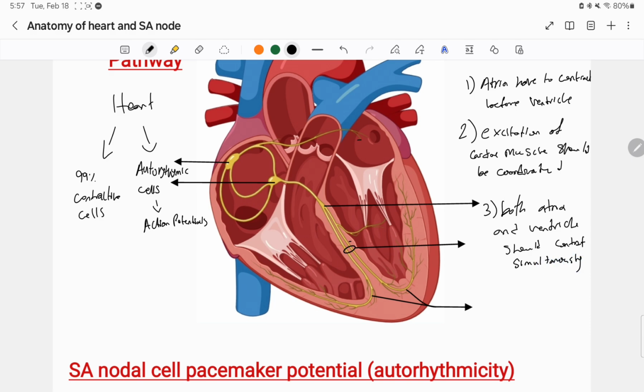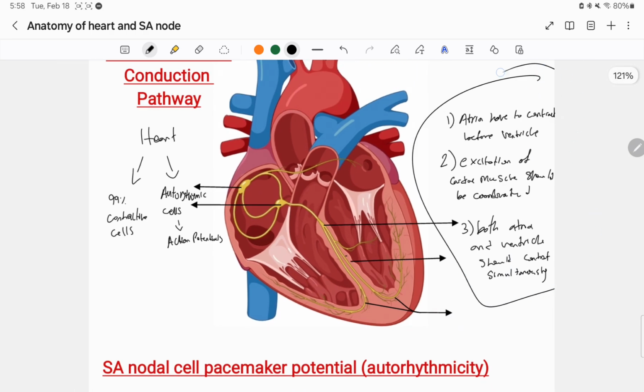Okay? This means that I don't want just this atrium contracting, ejecting its blood into this ventricle, and then this atrium contracts and ejects its blood into the ventricle. No, I want both of these to contract at the same time, push blood in here, then both of these ventricles contract at the same time and push blood out. Okay? That's how the heart is beating. That's how the heart is working.